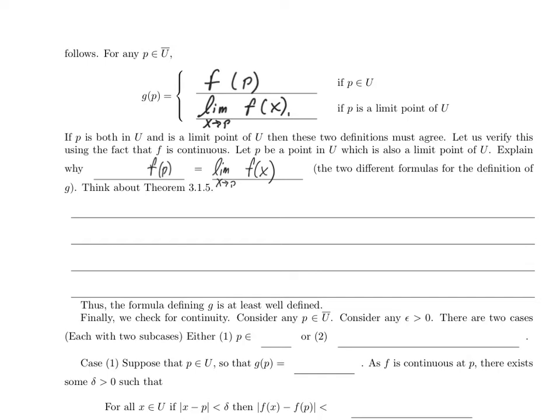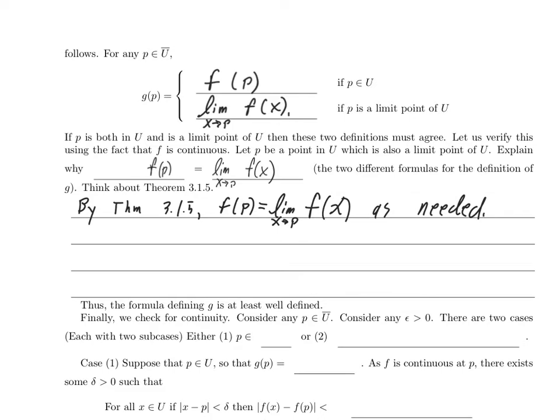Great, you did that. So by theorem 3.1.5, f of p is equal to the limit as x approaches p of f of x, as needed. Nice. So all that means right now is g is actually a function. The formula defining g actually defines a function.